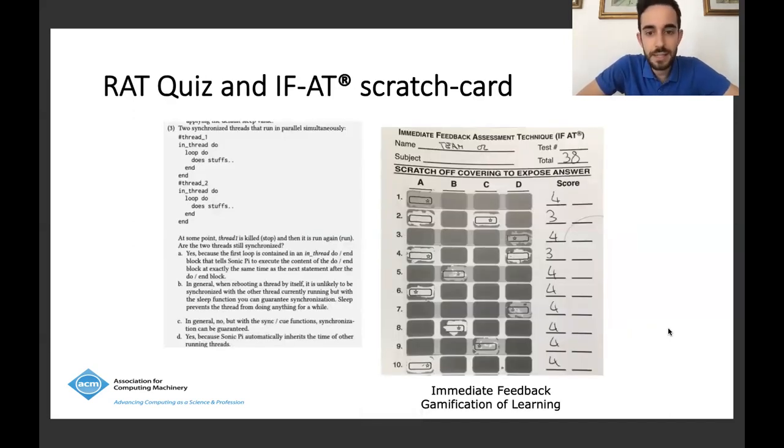Here you can see the immediate feedback assessment technique, also known as IF-AT scratch card, which we decided to use for the TRAT, Team Readiness Assurance Test. They are similar to scratch and win cards. So teams have to reach a consensus and scratch the box corresponding to the correct answer. So they allow us to obtain immediate feedback and a gamification of the learning approach.